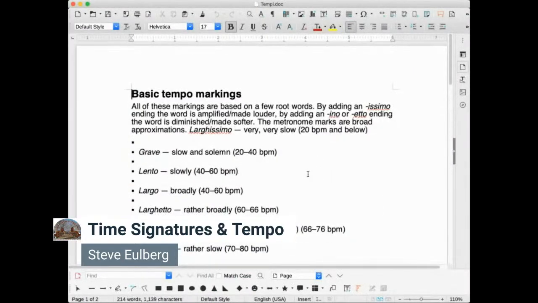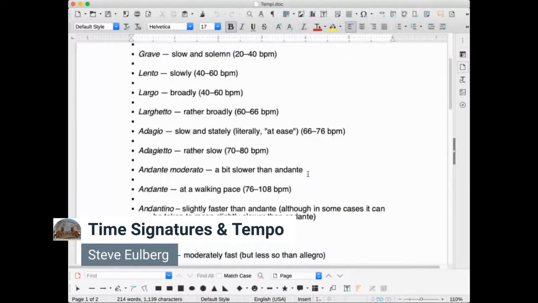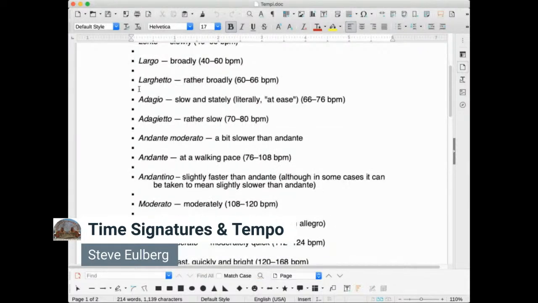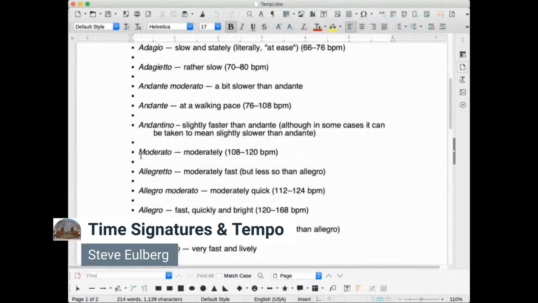However, and this is what I was a little ahead of myself, what I wanted to show you was that before there were metronomes, there were just general words: grave, slow and solemn; lento, slowly; largo is broadly; larghetto, rather broadly; adagio, slow and stately; adagietto, rather slow; andante moderato, a bit slower than andante. Andante is a walking pace. Andantino, picking up the walking pace. Moderato, allegretto, moderately fast, but less though than allegro.